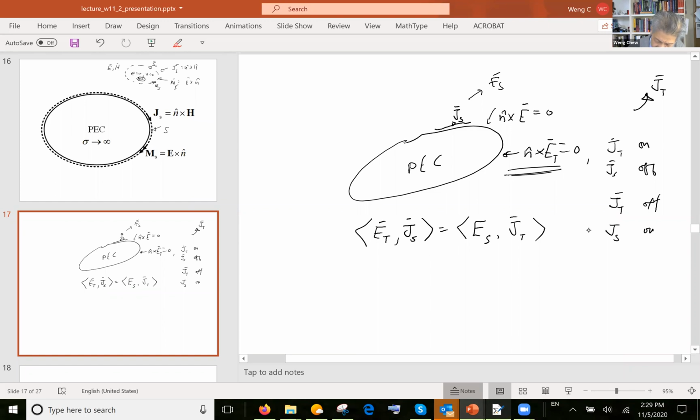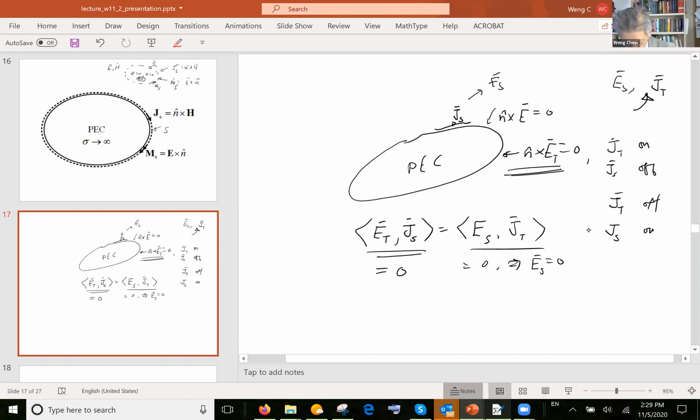But N cross ET is equal to 0, and right on JS, this must be equal to 0. The left-hand side is equal to 0. Does this make sense? Because tangential E is equal to 0, the reaction between ET and JS is equal to 0. JS is a surface current. Because JS is a surface current, the left-hand side is 0 because tangential E is equal to 0, which means that if JS produces an ES over here, the right-hand side should also always be 0. If this is true for all arbitrary JT, it means that ES must be 0.